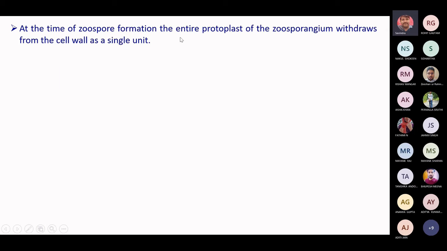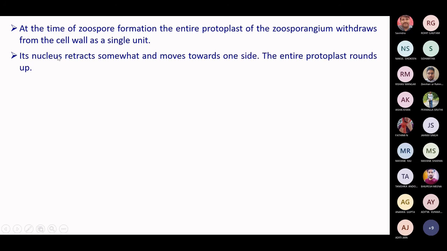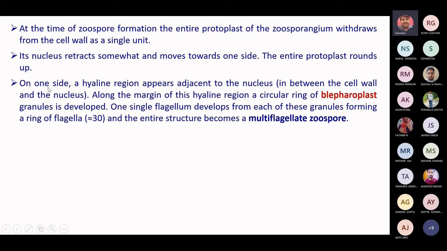At the time of zoospore formation, the entire protoplast of the zoosporangium withdraws from the cell wall as a single unit. Whatever protoplast was inside the cell which will develop into the zoosporangium becomes a single unit of the entire cell, and its nucleus retracts somewhat and moves towards one side. The entire protoplast rounds up, and then on one side a hyaline region appears. Please note down this hyaline region. The hyaline region appears adjacent to the nucleus, in between the cell wall and nucleus. Along the margin of this hyaline region, a circular ring of blepharoplasts forms.